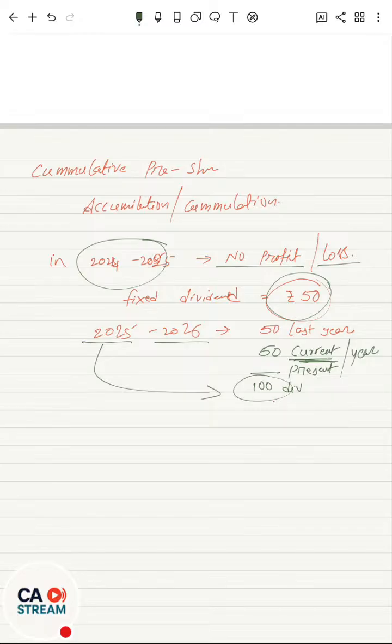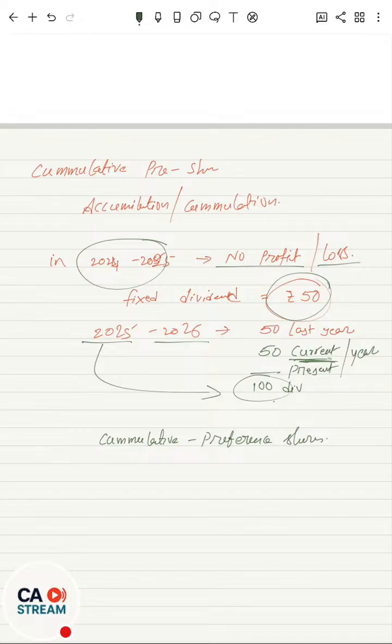On the basis of this promise, if the company issues preference shares, those preference shares will be treated as cumulative preference shares. I think you are perfect regarding this. What do you mean by cumulative preference shares?